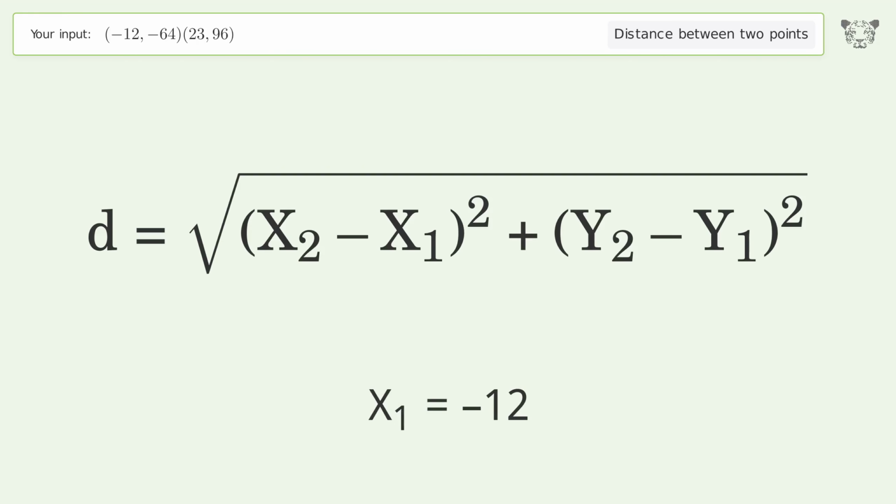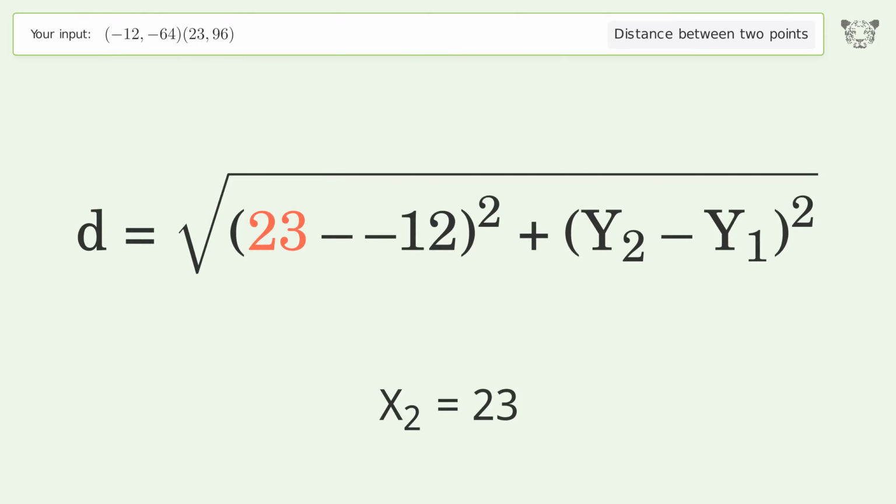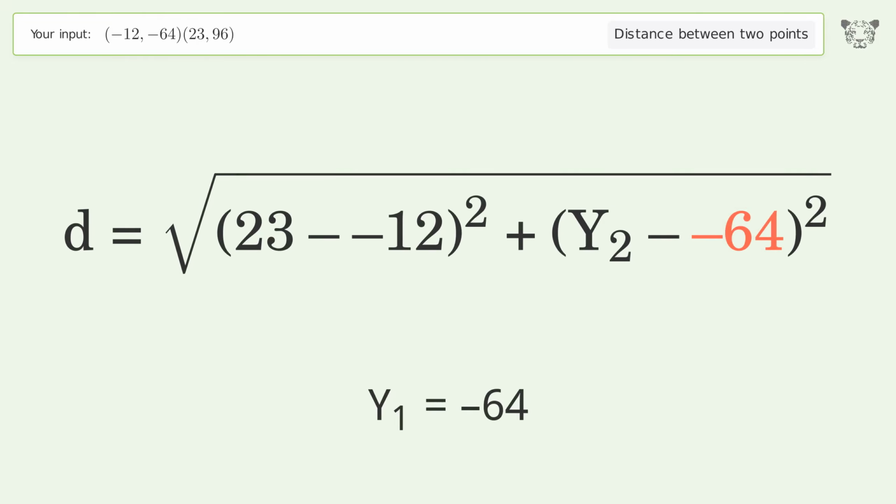x1 equals -12. x2 equals 23. y1 equals -64. y2 equals 96.